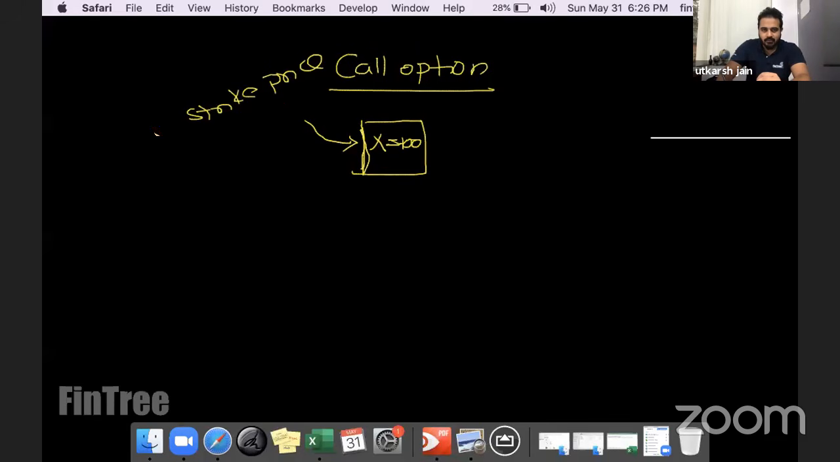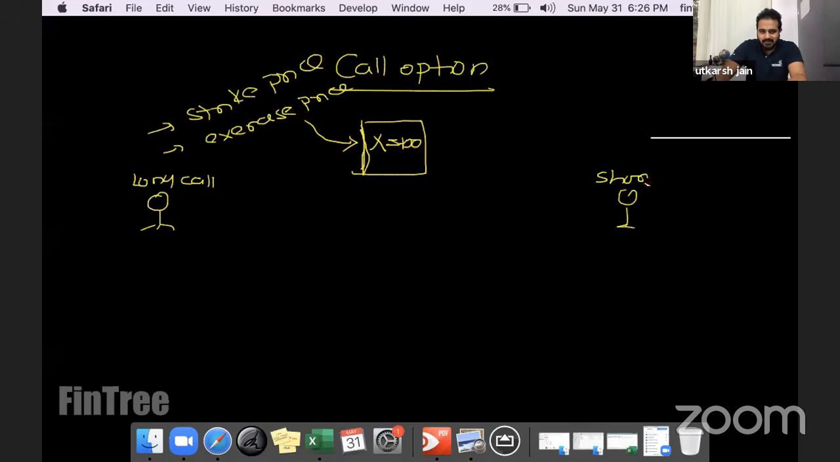Are you guys aware of any other alternate word for this? Strike price, or we call it the exercise price. Exercise price. Now the strike price is 100. Let's assume that this is the long call, and this is the short call.